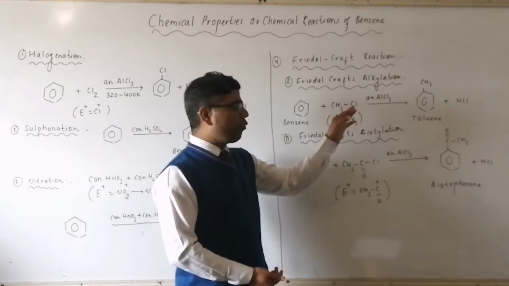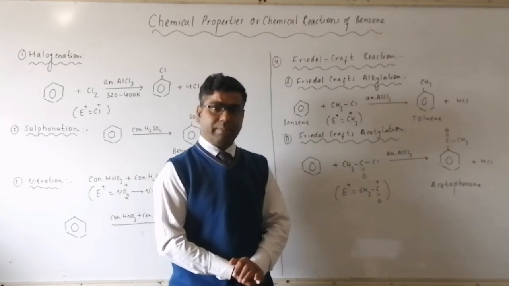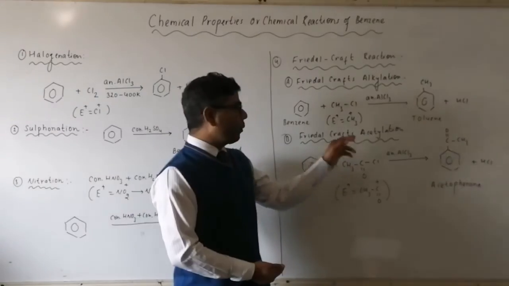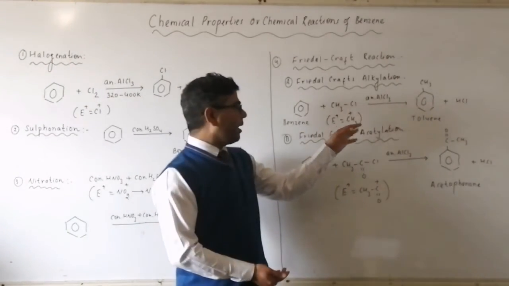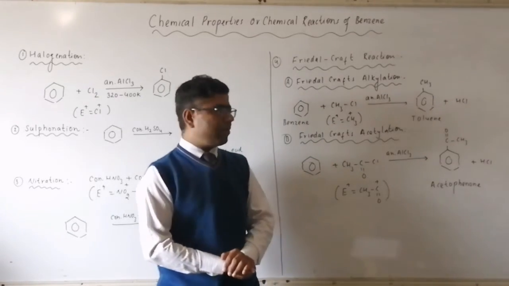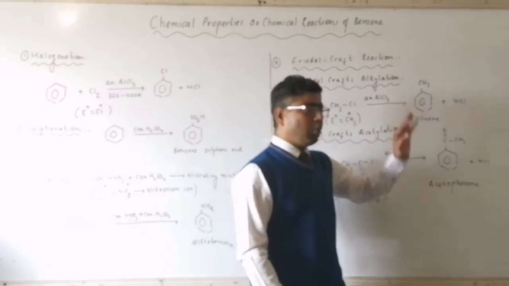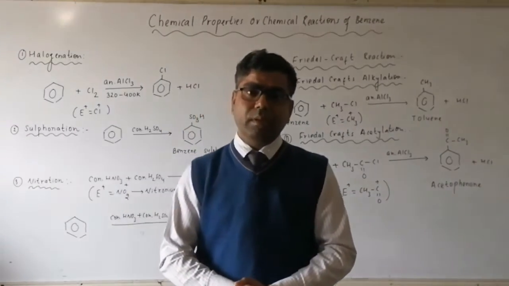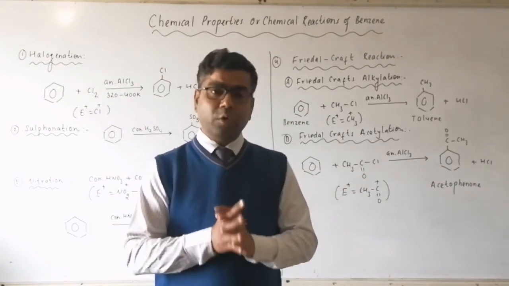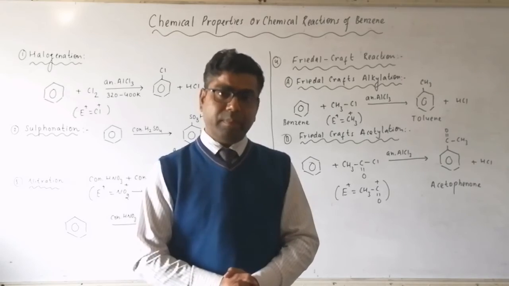It can abstract Cl from here in the form of Cl minus, due to which we obtain methyl carbocation. Methyl carbocation attacks the benzene ring, as a result of which we obtain methylbenzene or toluene as the product. So in alkylation, we add an alkyl group to the benzene ring.